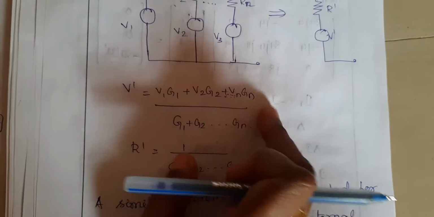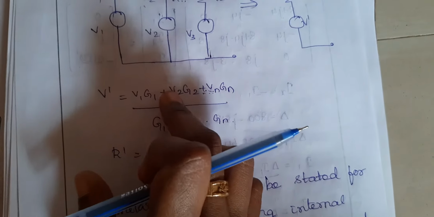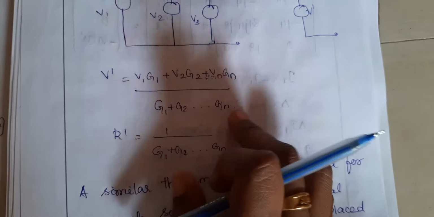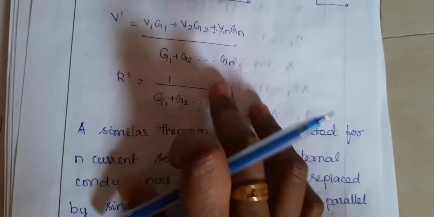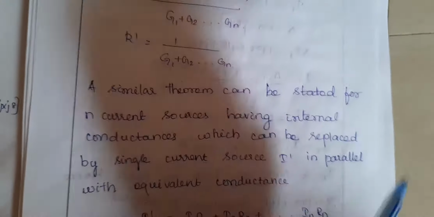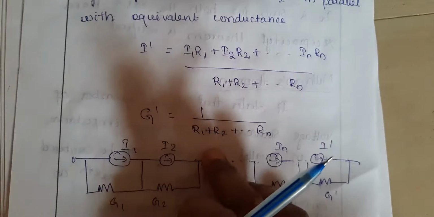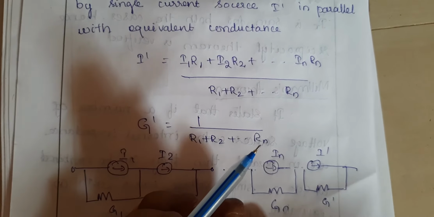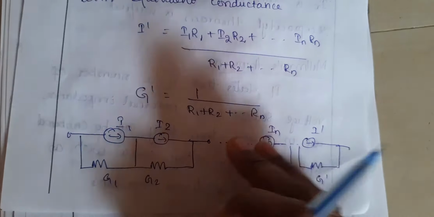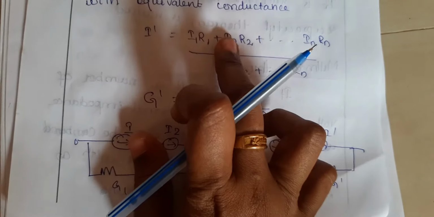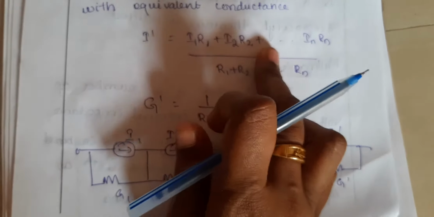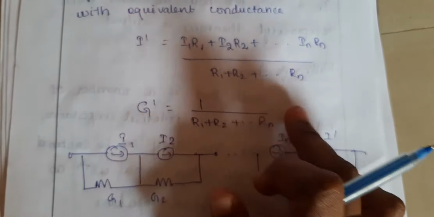Okay, so what is the formula? V dash equals V1 G1 plus V2 G2 plus up to Vn Gn, divided by G1 plus G2 up to Gn. And G dash we find similarly. Okay, similarly, when there are current sources, how do we take it? For a current source, the internal impedance is in parallel, correct? For a voltage source, the impedance is in series. So in this case, what is the formula? I1 R1 plus I2 R2 divided by R1 plus R2, which gives G dash. So find G dash.